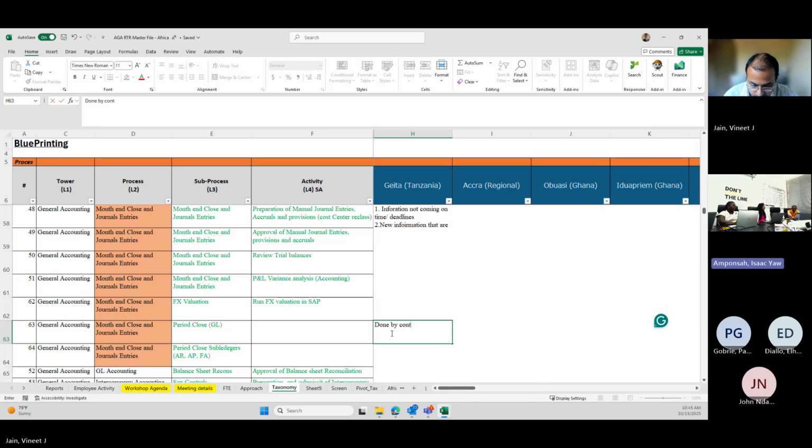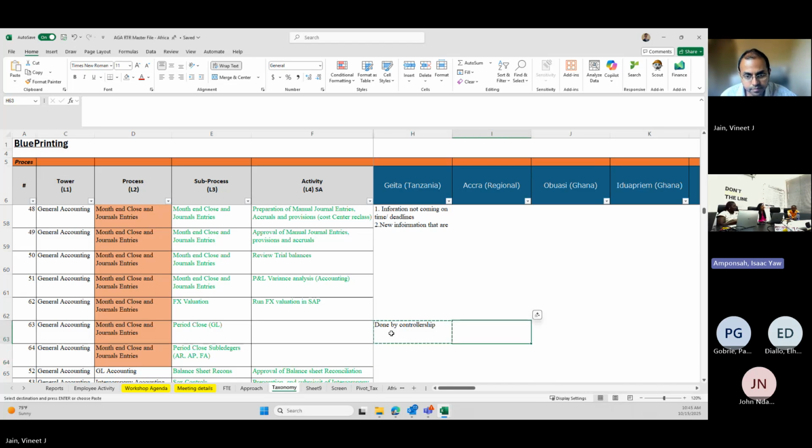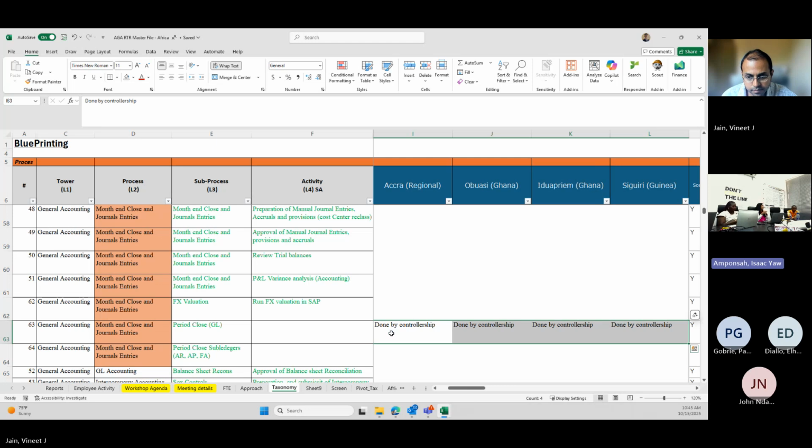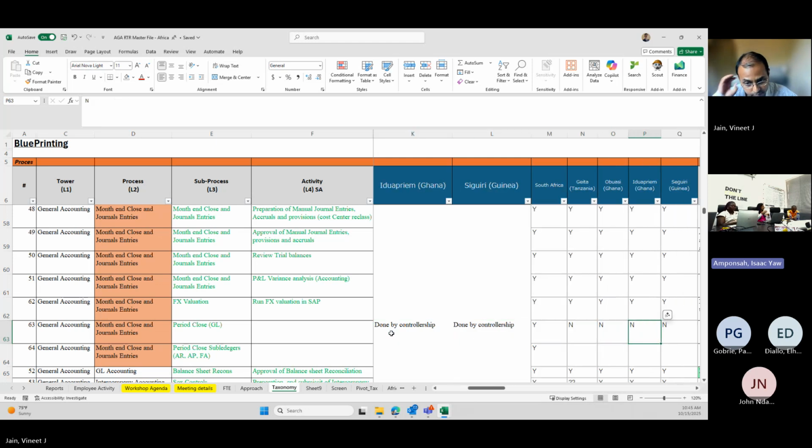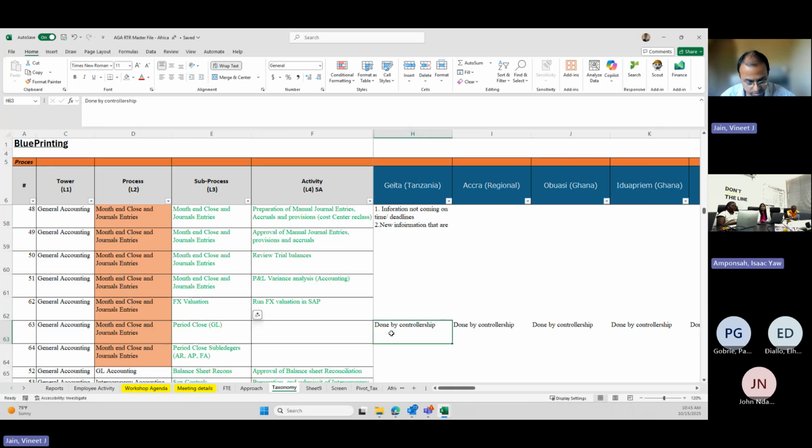Well, it's not controllership right now. It's transaction. This is transaction, but he does the revaluation. He's been doing it, so maybe it will change. Yeah, but I think they're busy with that transition. Yes, sir. So you can say that the revaluation and the period close is done by controllership. It's not done by this team. Sure. So I've written this.